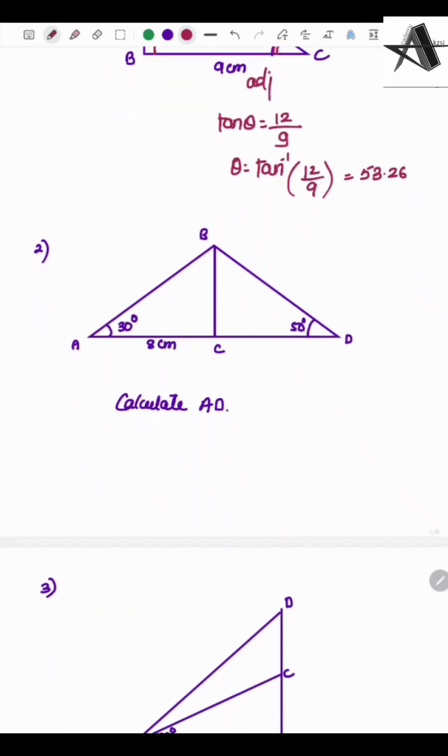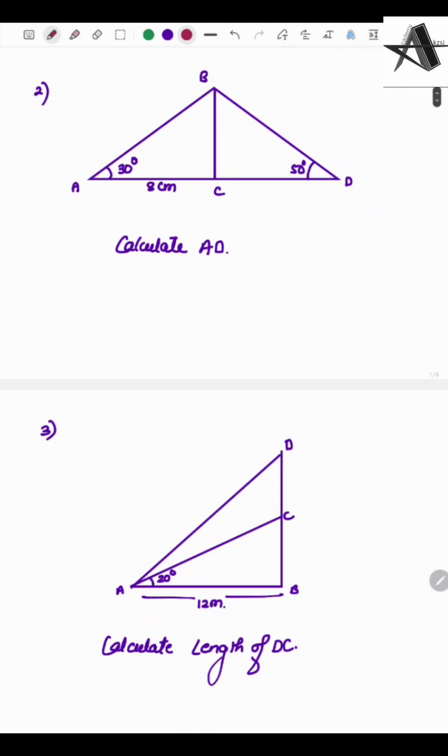Moving on to the next question. Question 2 says calculate AD. That means this whole length AD you have to calculate. As I told you, if you see any question which is a combination of two different triangles, you have to take the triangles one by one, and we always start with the triangle in which you can see the maximum known parameters. If I name them triangle 1 and triangle 2, clearly in triangle 1 I can see more parameters, because I have AC as well as the angle given. So with the help of this I'll calculate BC.